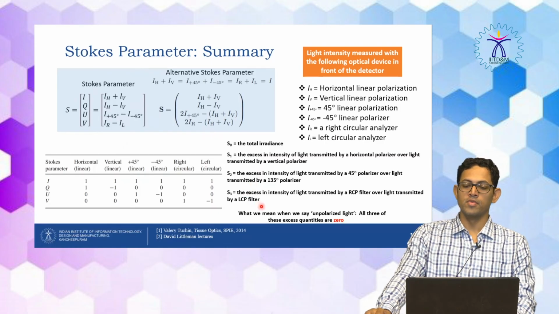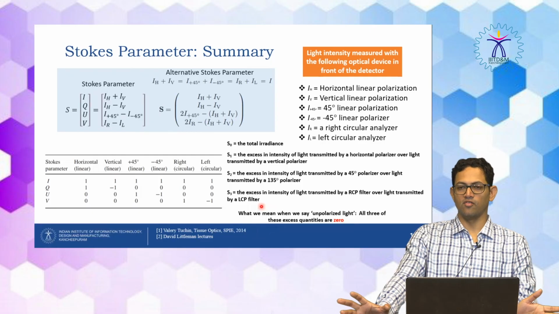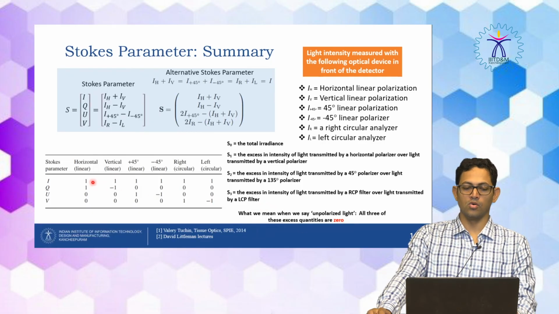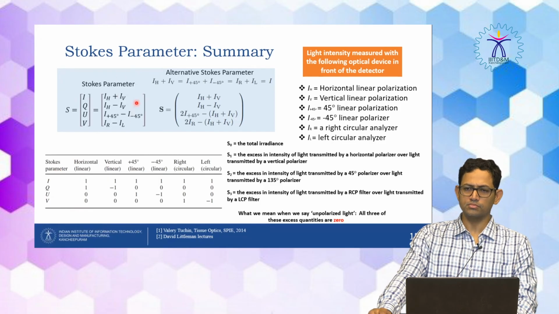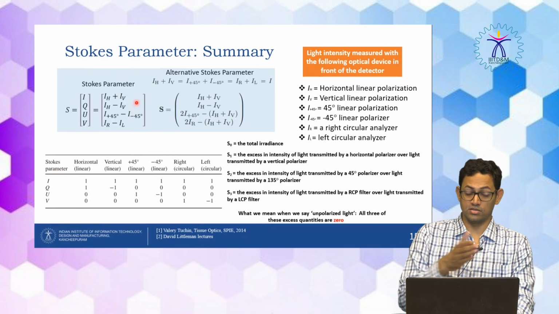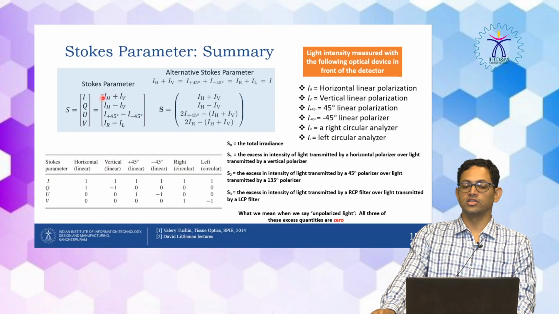In the case of an unpolarized light source, the excess would be all 0, so you only get the first component. Now for a horizontal polarized light source, your I, Q, U, V would be 1 1 0 0. You can just find it out. If it is horizontal polarized, IH would be 1 and IV would be 0, so IH minus IV is 1 minus 0, and the other components are 0 0. So you get 1 1 0 0. Similarly, for a vertical polarized light source, IV equals 1 and IH equals 0, so you get 1 minus 1 and then 0 0.